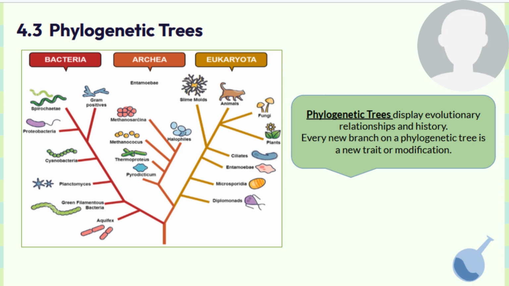Archaea have a bit more complex cell structures than bacteria, but still quite simple, and they adapted to very extreme environments. Then we have eukaryotes, organisms with the most complex cells. This group includes plants, fungi, and animals.